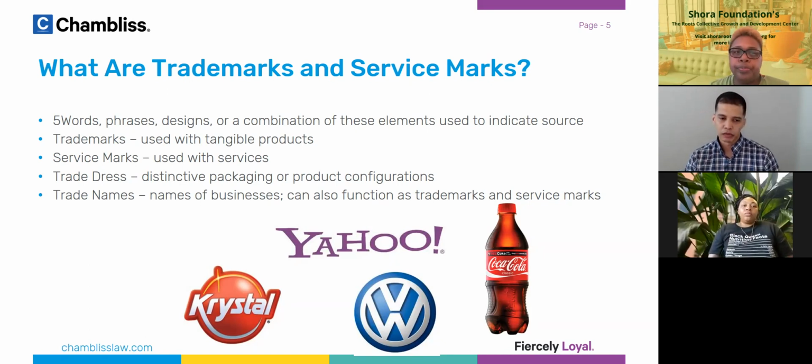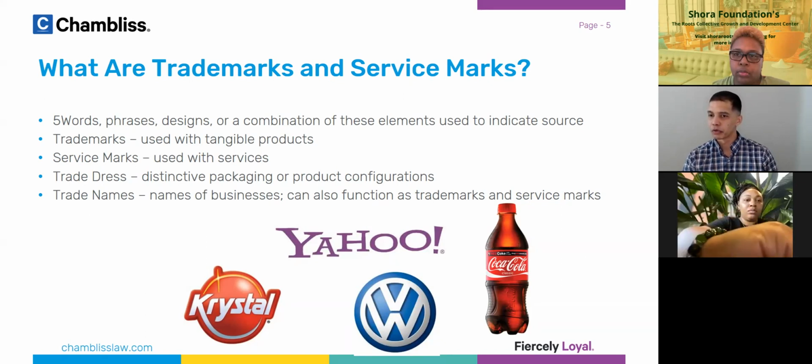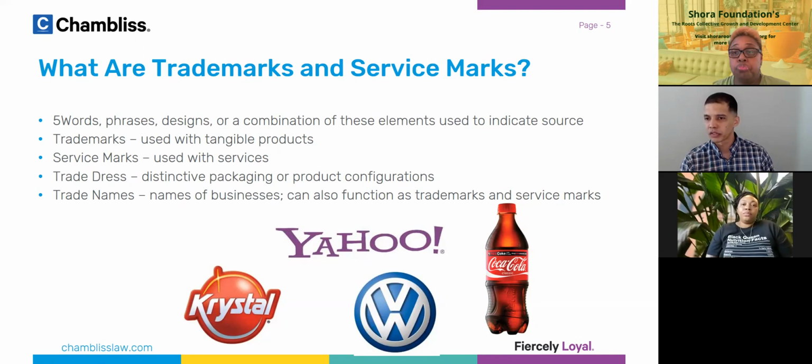Another example is, what is it? Is it Alphabet is the company name for Google, right? But the search engine itself, the service that it provides, is called Google. But again, Alphabet is the parent company name. So that's the trade name. So they can be the same. The trade name can be the same as the trademark, but they don't have to be.